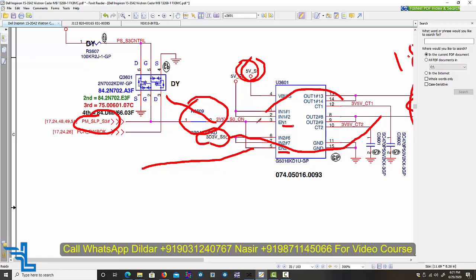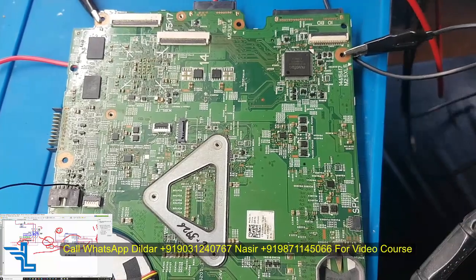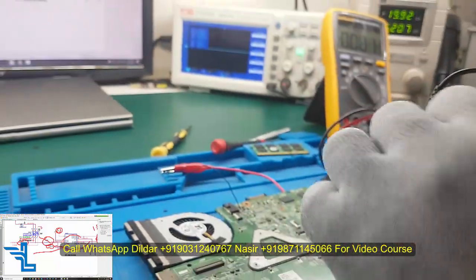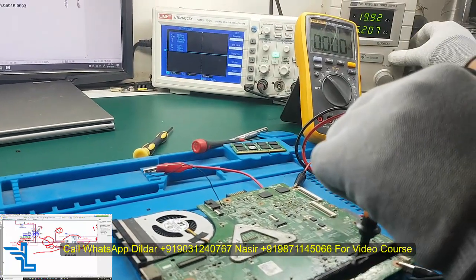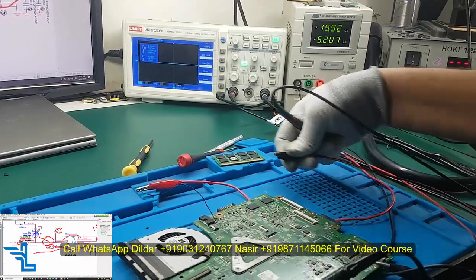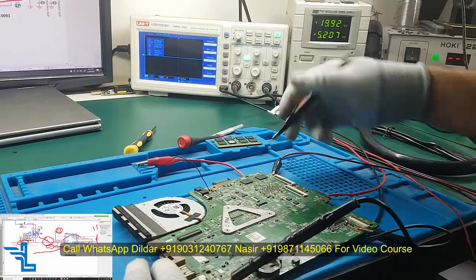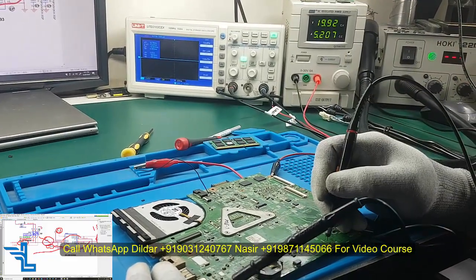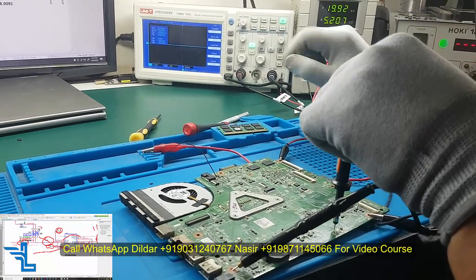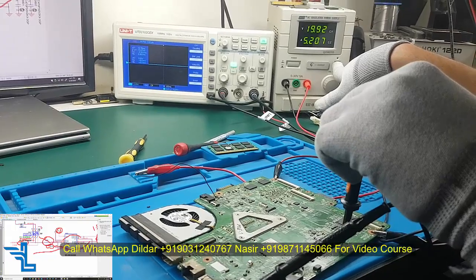Now let's check the same thing with the DSO. You will come to know the importance of the DSO. So I am holding my probe on the SLP S3 terminal on the resistor. Let me connect my reference ground of the CRO, and hold my probe on the resistor where the SLP S3 will come. Now let me power it up.